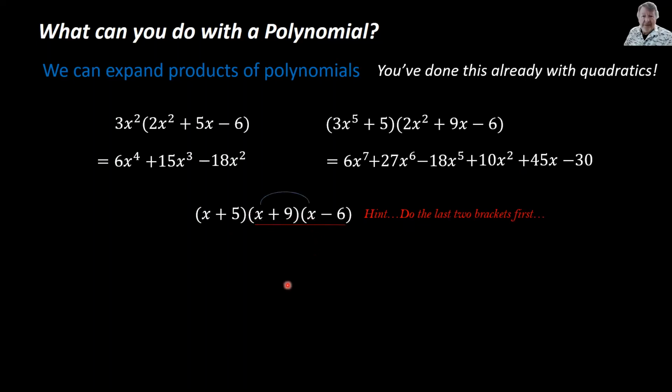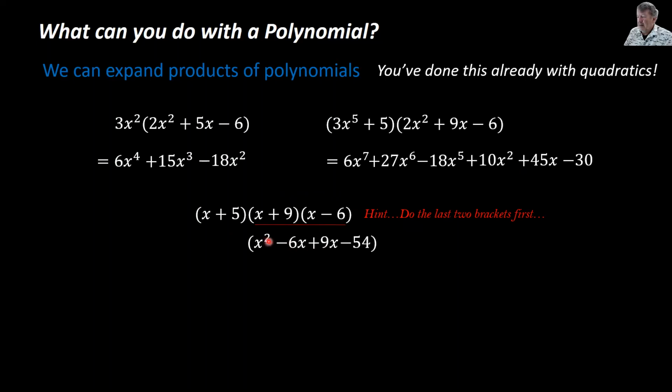x times x, let's put the pointer here, x times x is x squared. x times negative 6 is minus 6x. 9 times x, moving over here now, 9 times x is 9x. And 9 times negative 6 is negative 54.